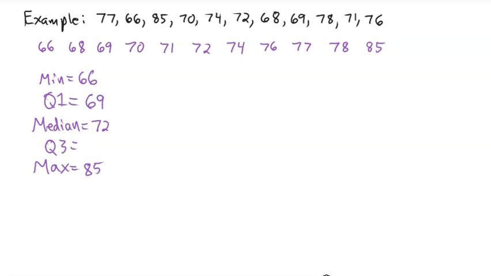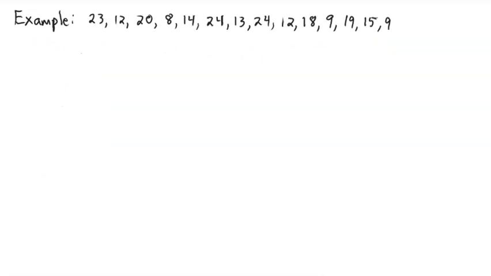We're going to do the same thing for quartile 3. We're going to leave 72 out, and we're going to do the top 5 numbers, and the middle number is 77. Okay? So quartile 3 is 77, and we are done with the 5-number summary. Let's do another example.